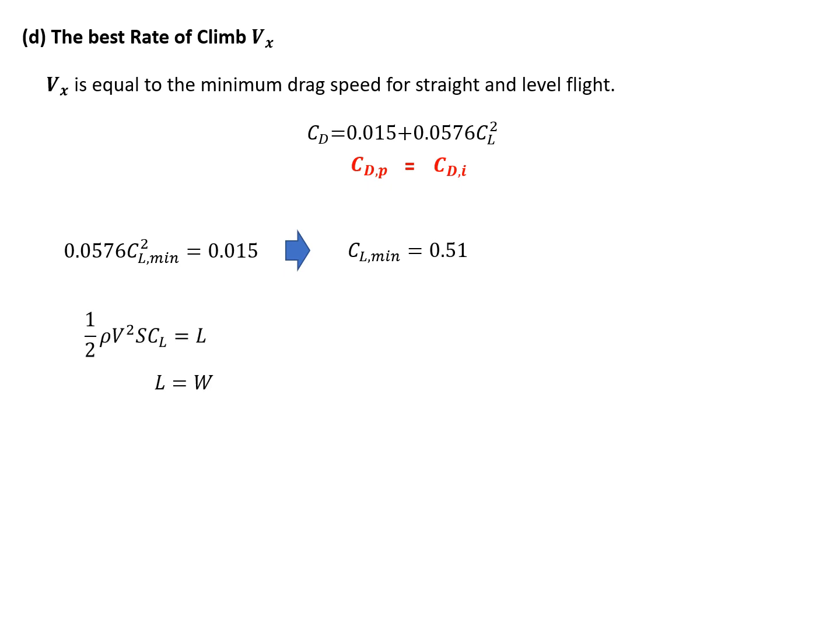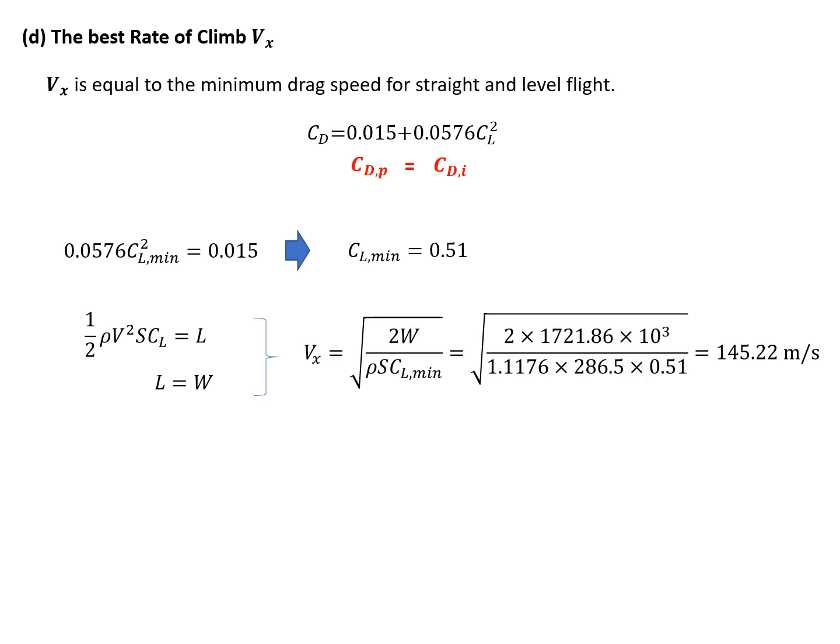And these two relations we've got already from previous questions. So first is the definition of lift, and the second is we assume lift equals the weight because of the small climb angle assumption. And finally, we can get the Vx is 145.22 meter per second. So that's a best rate of climb.